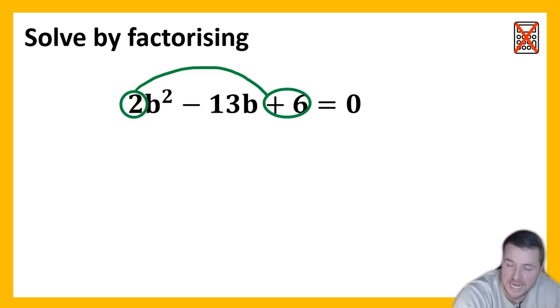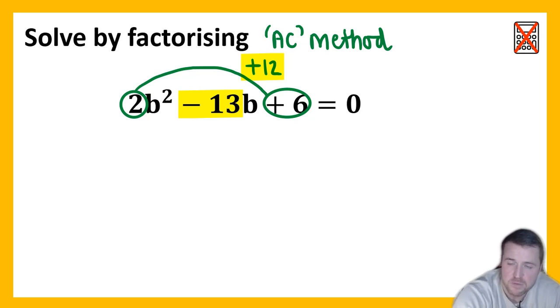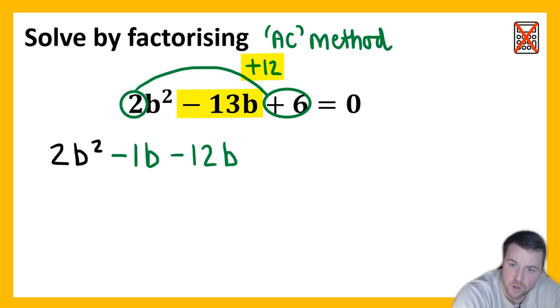Start by multiplying a by c to give me positive 12, and I'm looking for factors of 12 that will add to give me the negative 13 in the middle. Once I've found these, I can rewrite the quadratic to b squared and split up the negative 13b term using these two factors, which would be negative 1b and negative 12b.